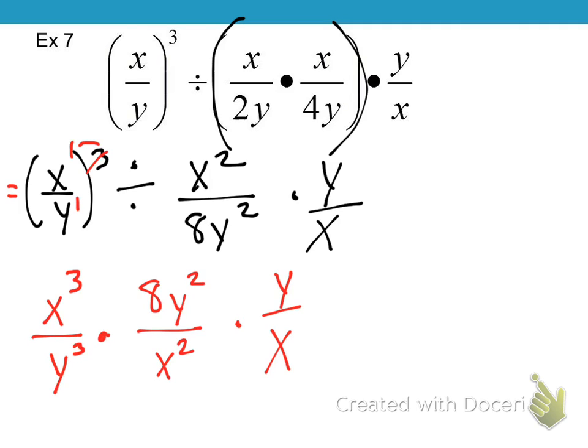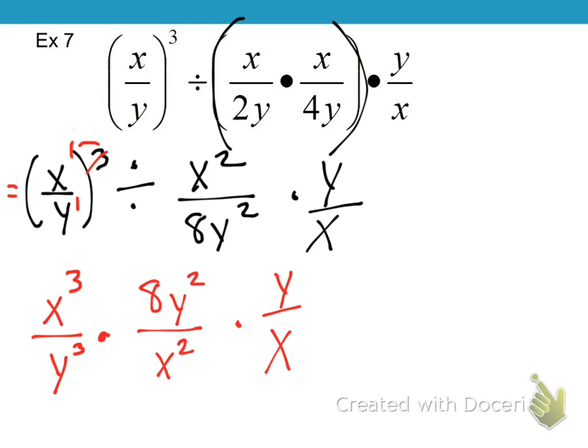Remember, multiplication and division happen at the same time from left to right. So don't multiply and then flip it. That would be incorrect. Multiplication and division are at the same time from left to right. You got to remember the basics. All right, now you can start crossing.